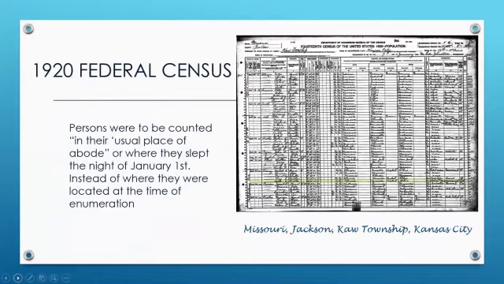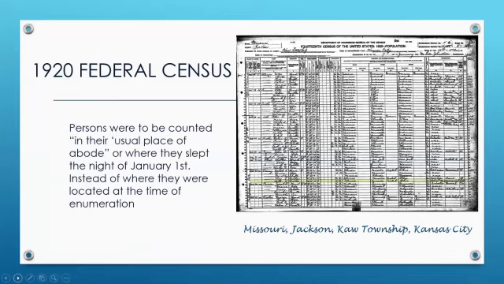On the 1920 federal census, this is the most unusual one. Even though the enumerators went out into the world on April 1st, which was no joke, they asked people the question, tell me, where did you sleep on the night of January 1st? And so the enumerators asked people where they slept on that night, and then that is where that person was counted. If they moved in between January 1st and April 1st, then they were counted in their previous abode.